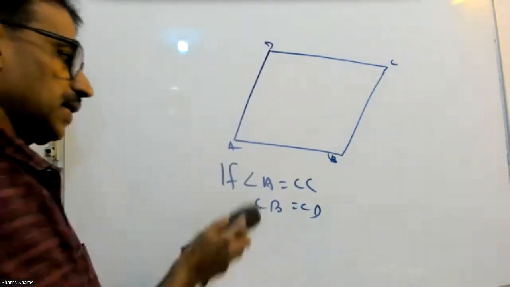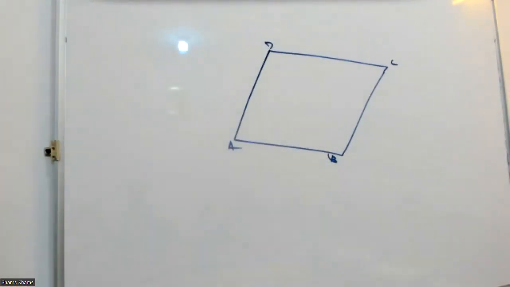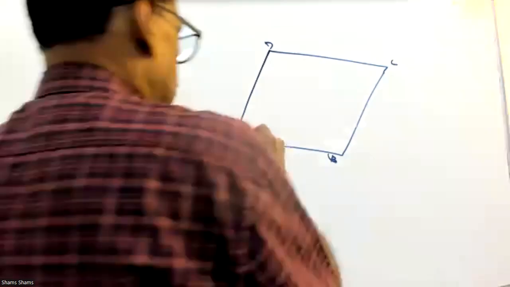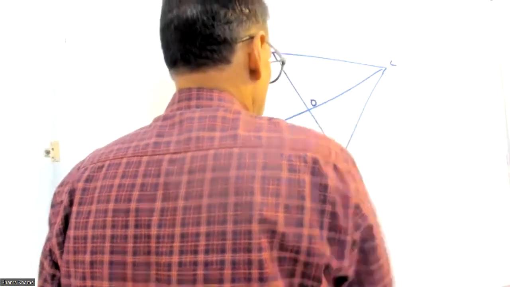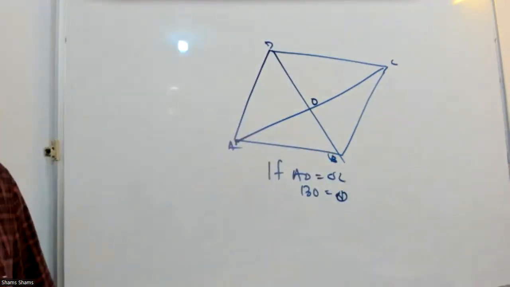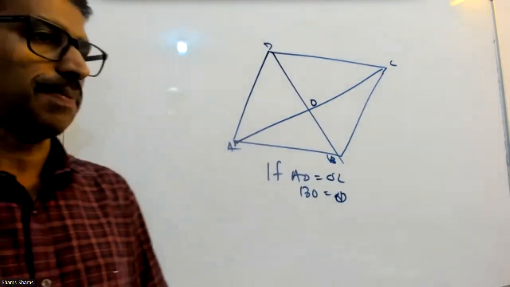If diagonals bisect each other. Okay, so that means if AO equals OC, BO equals OD, then ABCD is a parallelogram.